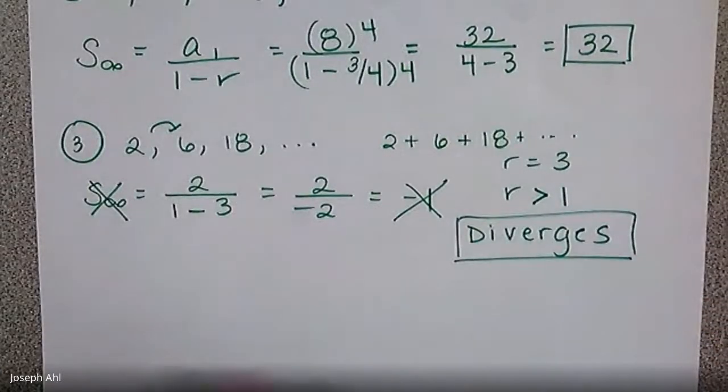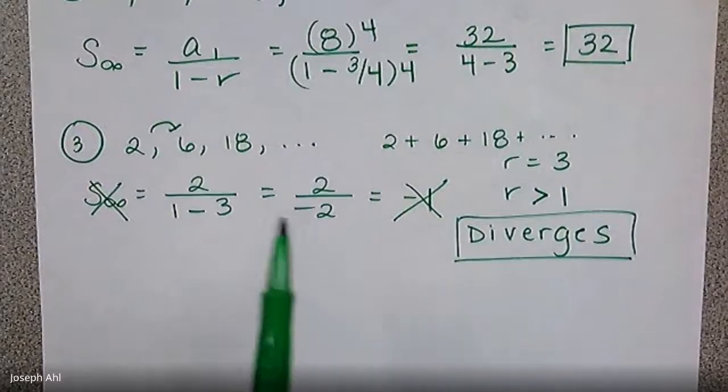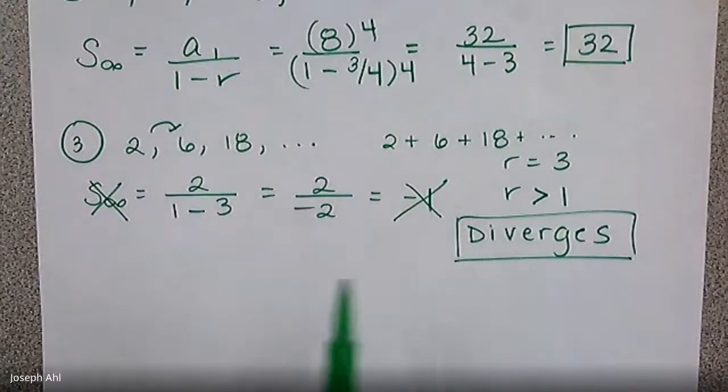Okay, so you can actually stop before you even plug in anything for A1 and R. Sometimes students do that and they get an answer and they're like, okay, moving on. But you have to think in advance: will this converge or will it diverge?